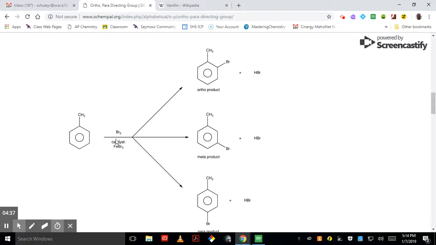Now in our lab, we're going to add bromine, but we're not going to add it in this form because this is a very noxious chemical, straight bromine. And the catalyst is iron tribromide here, or ferric bromide, or iron 3 bromide, whichever way you want to refer to it.